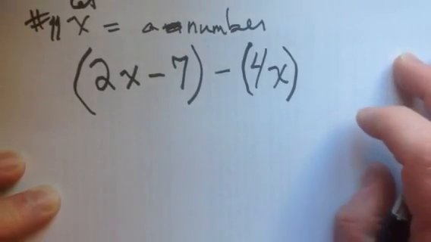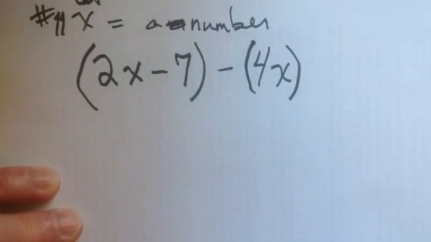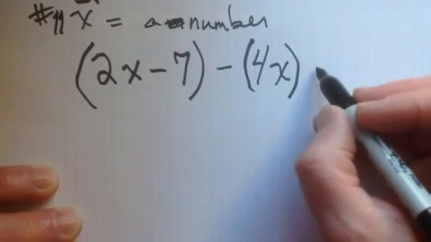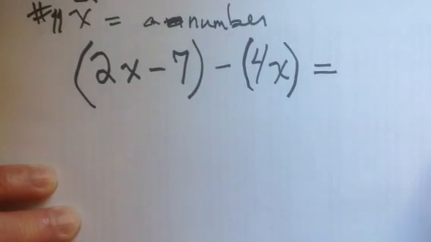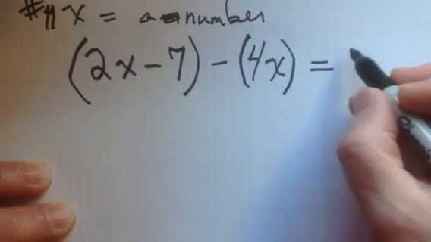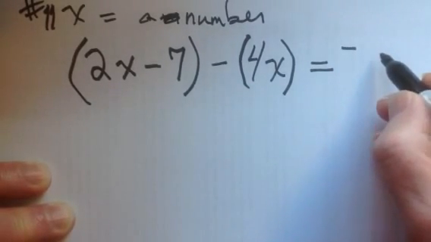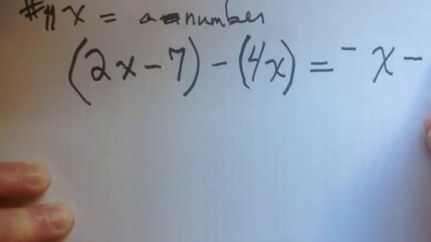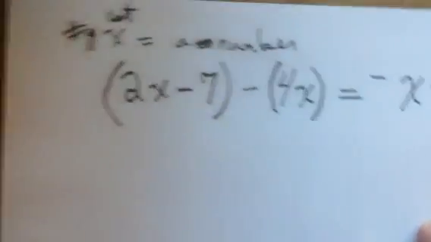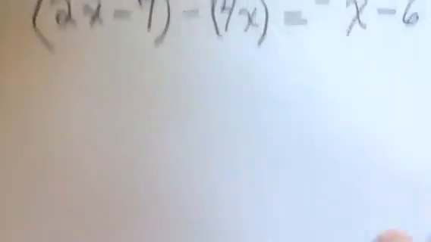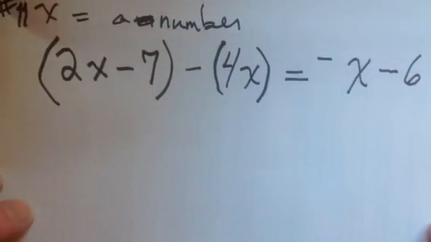Then it says the result is negative the original number minus 6. So the result, remember when we translate result, we translate that into equals. And this equals negative the original number, minus 6. Unfortunately that doesn't go right onto the camera, and I don't want to move the camera because I messed that up. So there's our equation based on reading it.